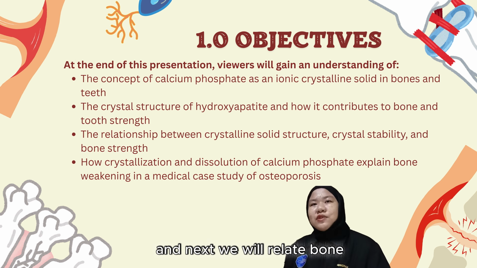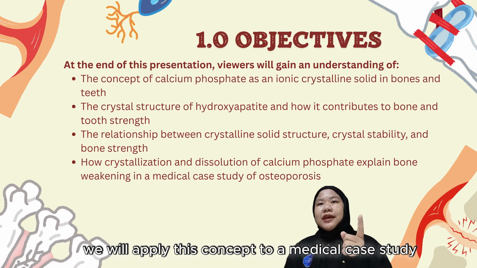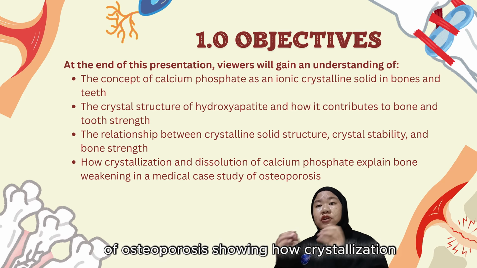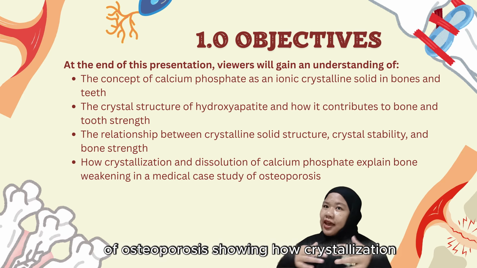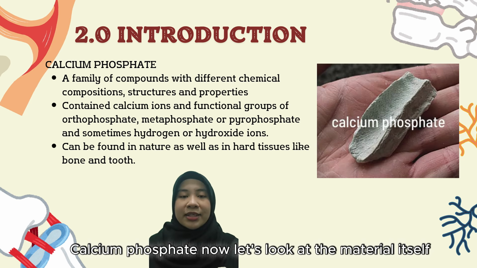And next, we will relate bone strength to the arrangement and stability of crystalline solid, and finally, we will apply this concept to a medical case study of osteoporosis, showing how crystallization and dissolution of calcium phosphate affect our bone health. Calcium phosphate. Now, let's look at the material itself.